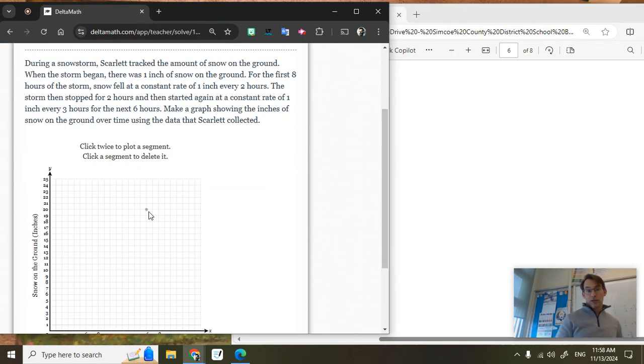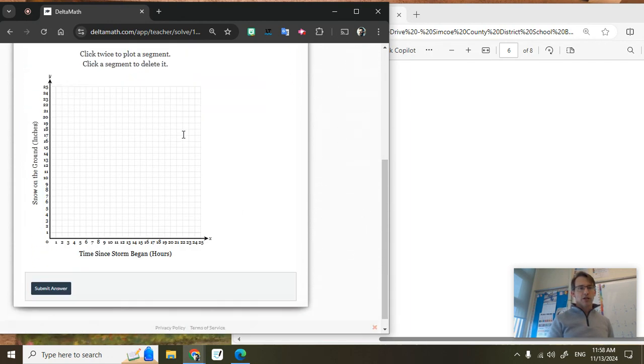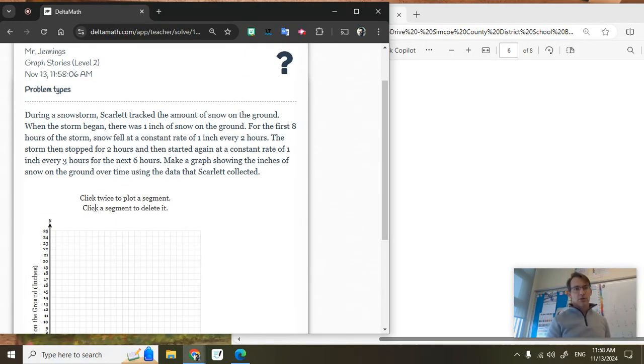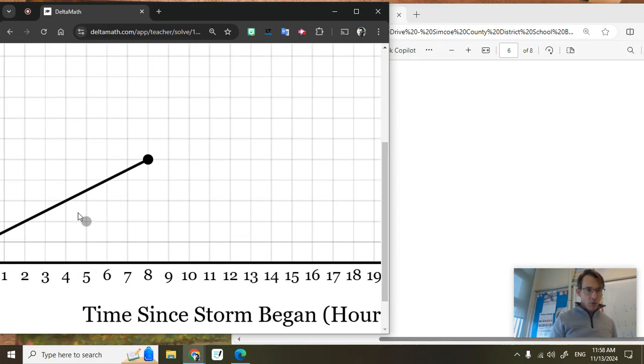So we again got a snowstorm here. And Scarlett's tracking the amount of snow on the ground. There was 1 inch of snow to start, so boop. And for the first 8 hours, we had 1 inch every 2 hours. Okay, that's a little trickier. So for 8 hours, it was falling at 1 inch every 2 hours. That would be 4 extra inches, because it's half an inch every hour. So we're going to go up to 5 at 8. And that then gives us our 1 every 2.